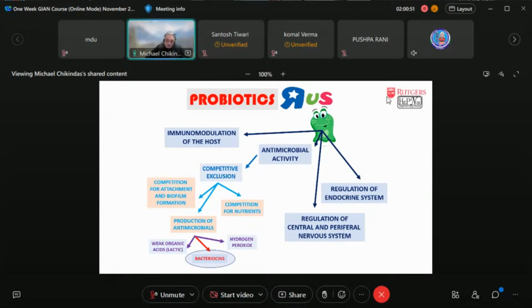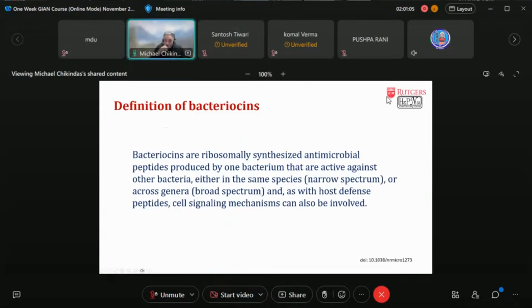Competition for nutrients, attachment, production of antimicrobials. Bacteriocins are one of the potent groups of antimicrobials that are produced by virtually all microorganisms. We need to look at the definition. Apologize to those who know the field, maybe a little bit boring for you guys, but the most important thing is that bacteriocins are ribosomally synthesized.